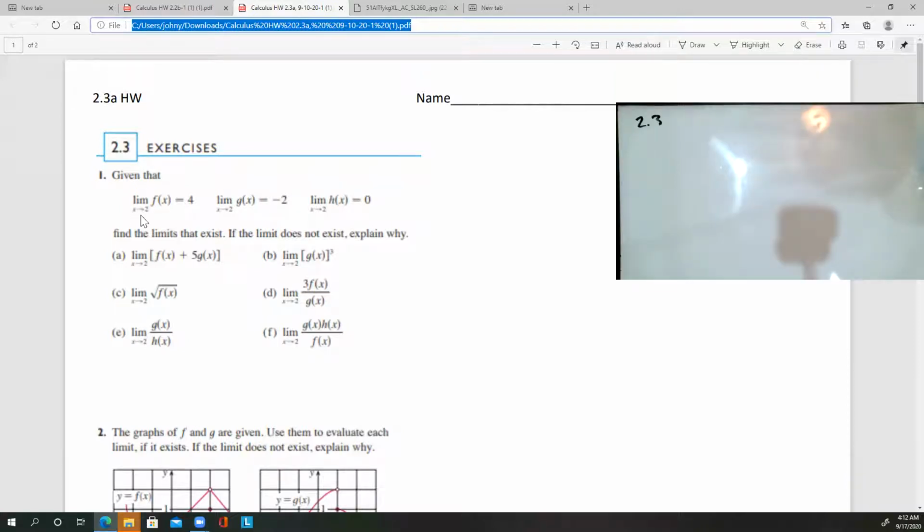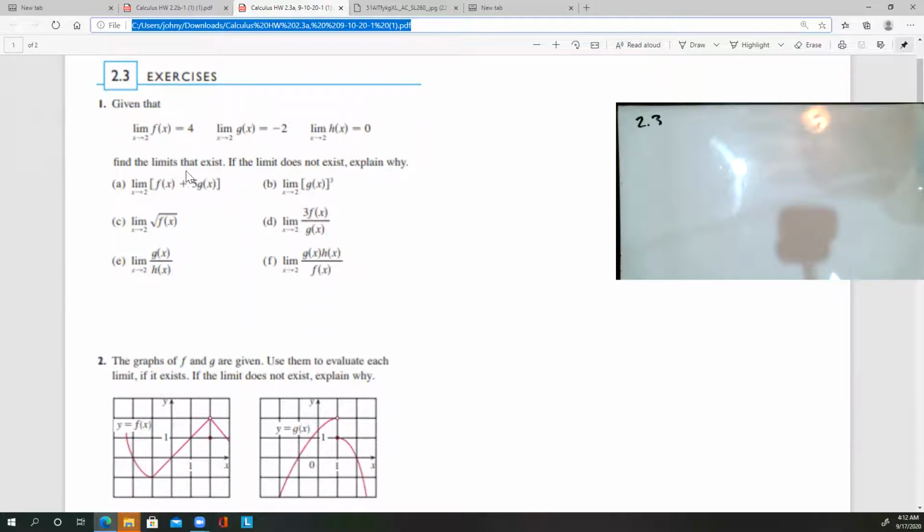So given that the limit as x approaches 2 of this function f equals 4, the limit as x approaches 2 of this g function equals -2, and etc. Find the limit that exists. If the limit does not exist, explain why. So let's get started right away. Where's my pen? There it is.